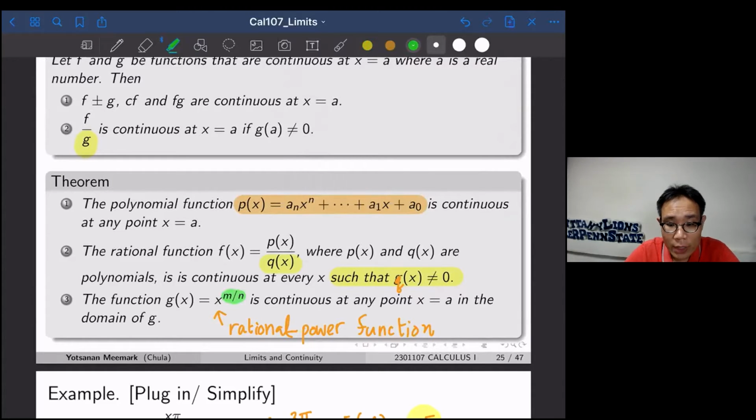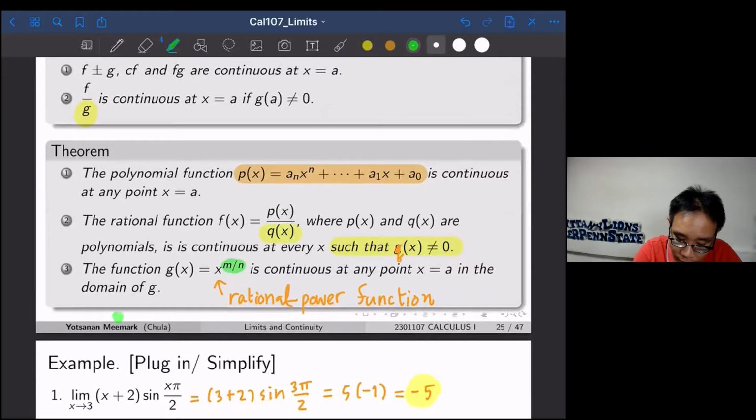So this is continuous at any point x equal to a in the domain. You can take, for example, the square root function, square root of x, the cube root of x. And you may have x to the negative 2/3, something like this. They are continuous functions on their domain.